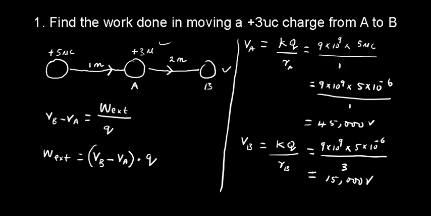So here, let us now come to this place and continue. Our work is now going to be VB minus VA. So VB is 15,000 minus VA, which is 45,000.